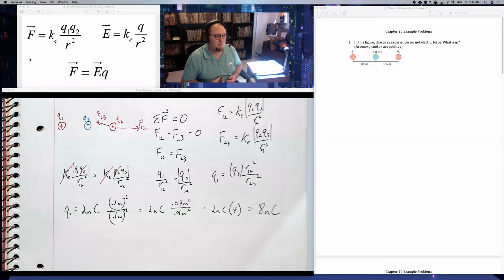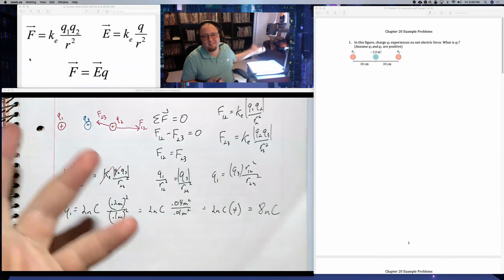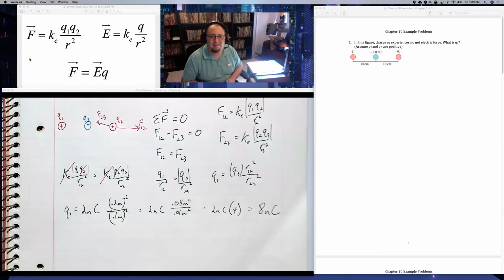Really, what makes these problems complicated isn't the Coulomb's law bit. The Coulomb's law is kind of plug and chug. It's just dealing with vectors and forces again. All that stuff that made chapter 4 complicated in physics 1, that's what's going to make chapter 20 complicated.